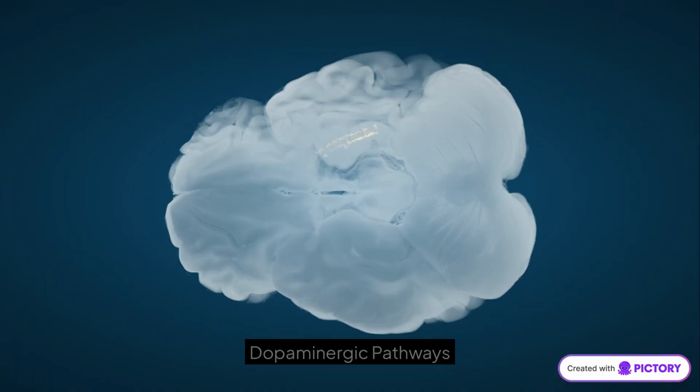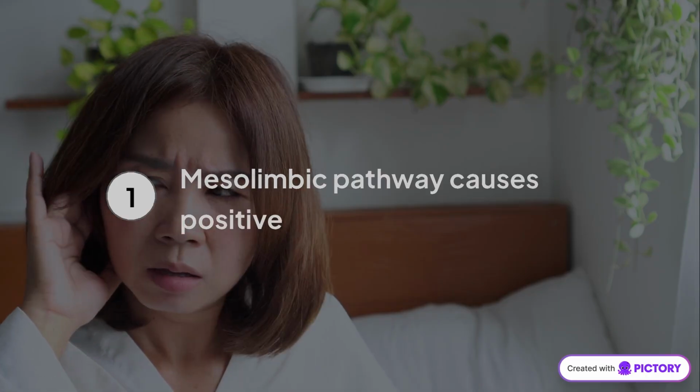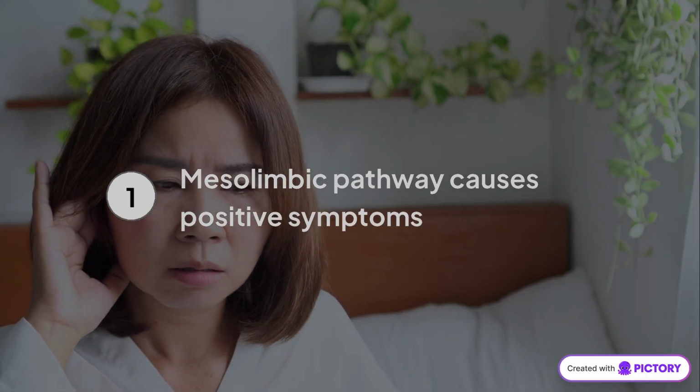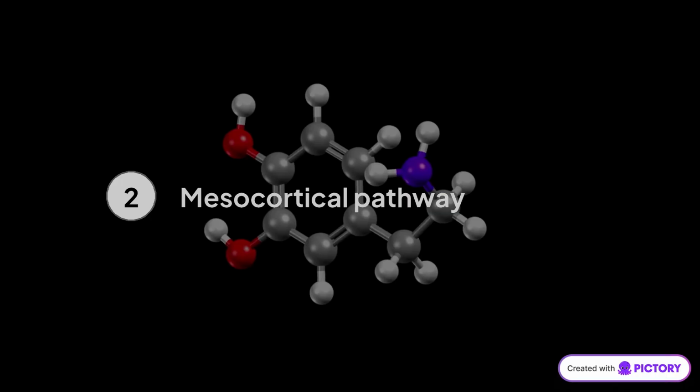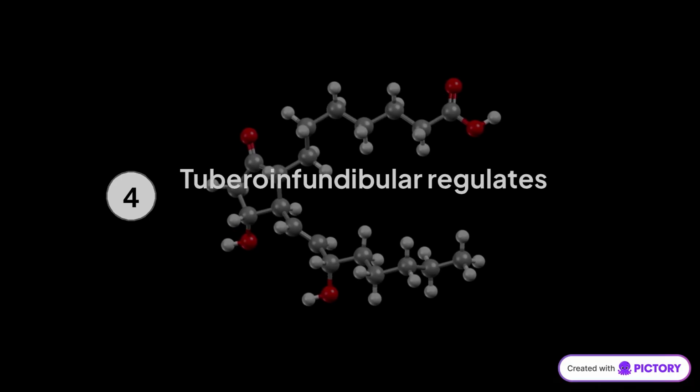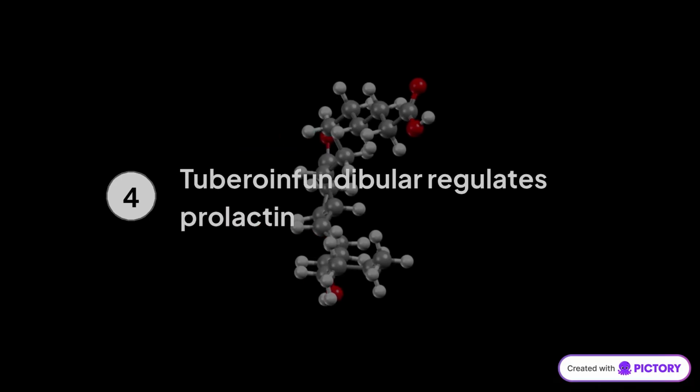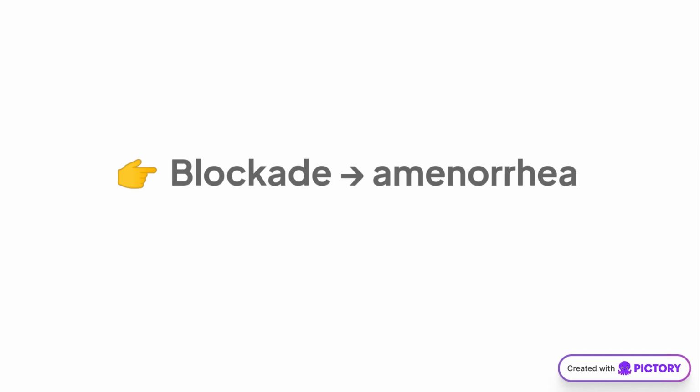Psychiatry. Core concepts, dopaminergic pathways. Mesolimbic: positive symptoms, hallucinations, delusions. Mesocortical. Nigrostriatal. Tuberoinfundibular: prolactin regulation. Blockade: amenorrhea plus galactorrhea.